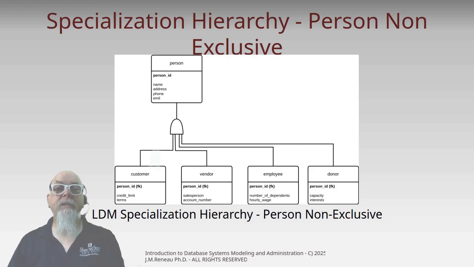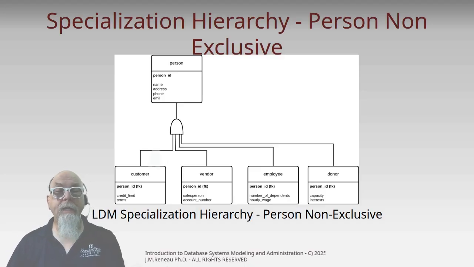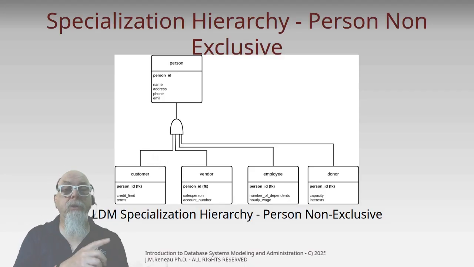Here's a specialization hierarchy where a person is a customer, a person could be a vendor, a person could be an employee, a person could be a donor. Maybe we're working here for a nonprofit, and these are the various roles that individuals have that we want to track in our database. And you can see the specialization hierarchy exists to say a person is a customer, a person is a vendor, a person is an employee, a person is a donor. Or actually, it's the other way around. A customer is a person, a vendor is a person.